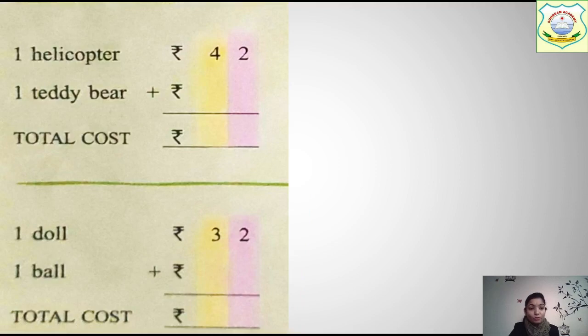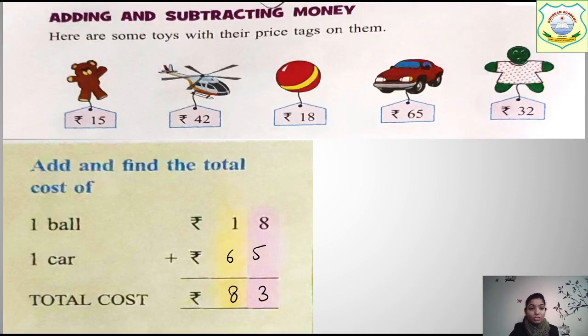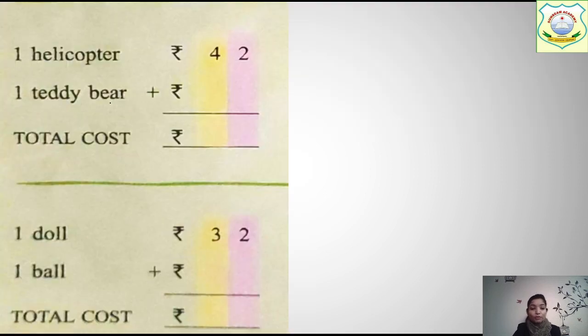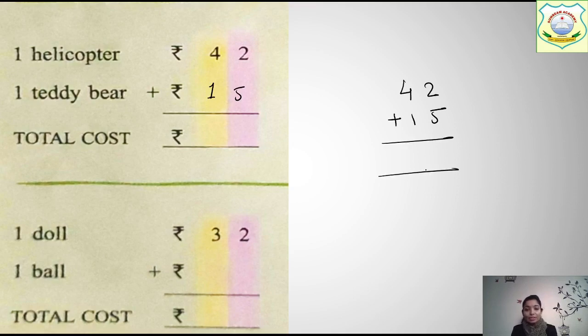Next, we have to write the cost of the teddy bear. Now, see what is the cost of the teddy bear. The teddy bear is of 15 rupees, right? So, what you have to write here? Rupees 15. Now, what we have to do? We need to add 42 plus 15. We have to add this. So, 5 plus 2 is how much? 7. 4 plus 1, 5. So what we have got? 57 rupees. Clear?